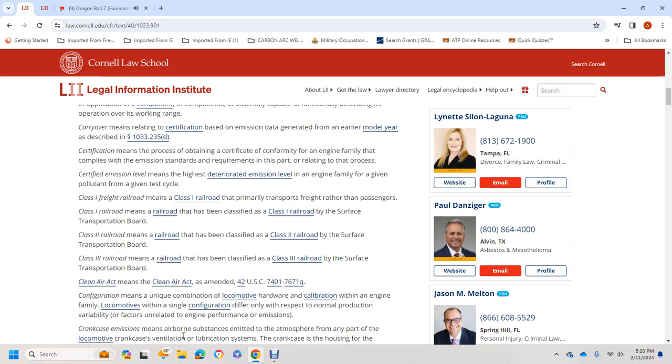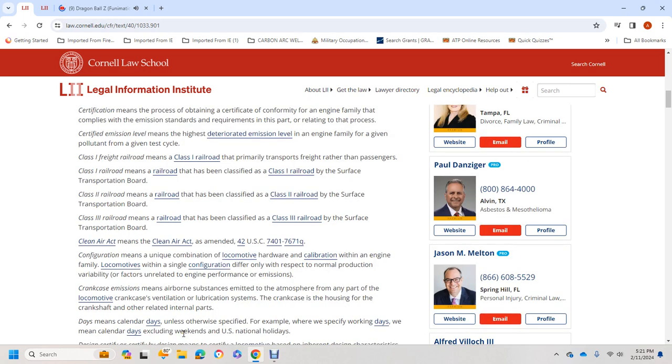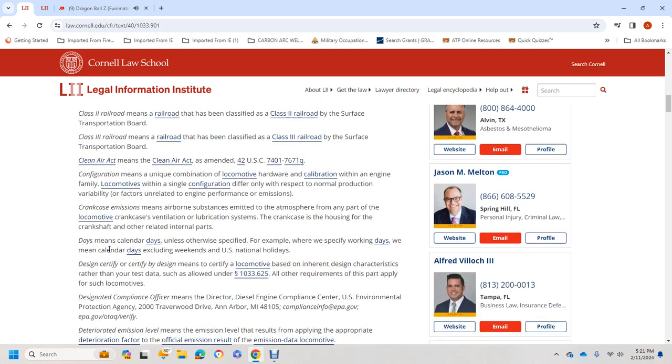Configuration means a unique combination of locomotive hardware and calibration within an engine family. Locomotives within a single configuration differ only with respect to normal production variability factors unrelated to engine performance or emissions. Crankcase emissions means airborne substances emitted to the atmosphere from any part of the locomotive crankcase ventilation or lubrication system. The crankcase is the housing for the crankshaft and other related internal parts. Days means calendar days unless otherwise specified. For example, when we specify working days we mean calendar days excluding weekends and U.S. holidays.